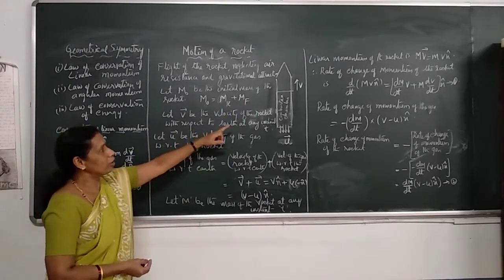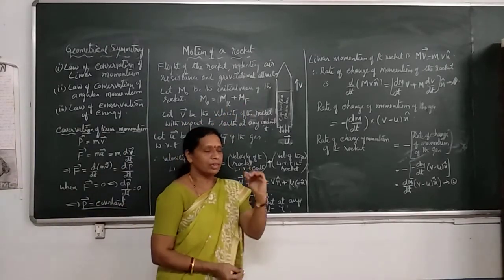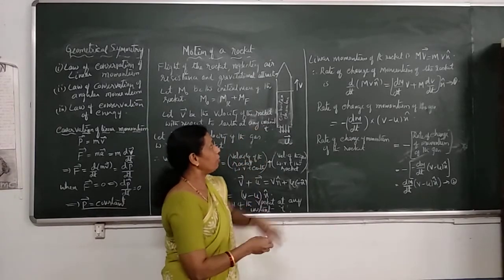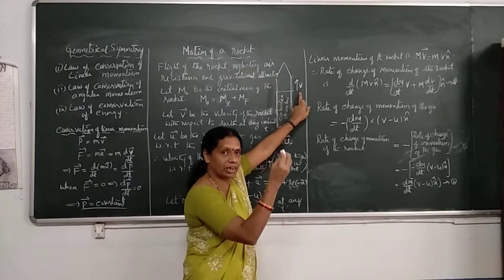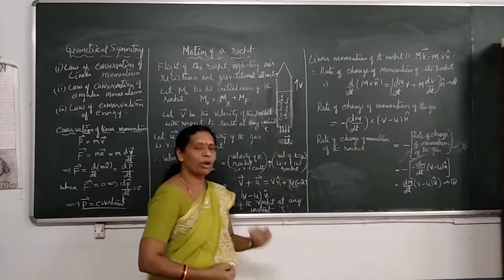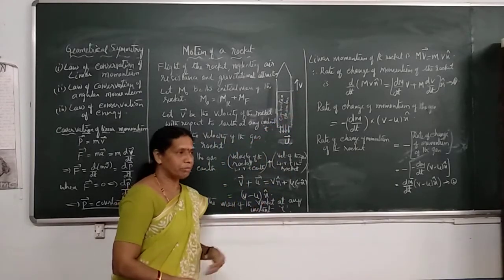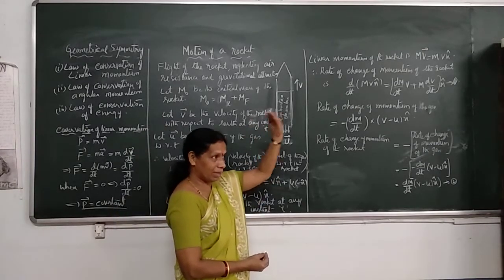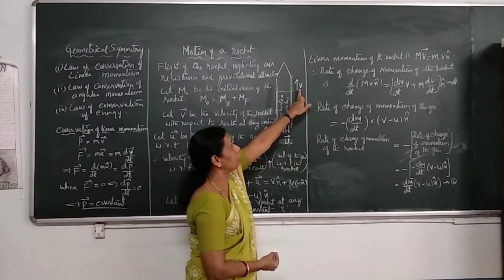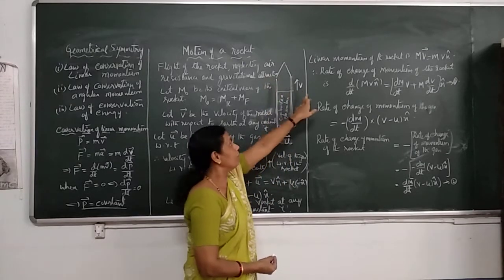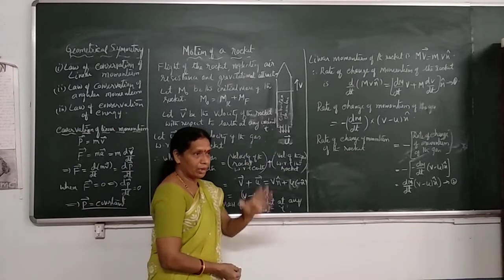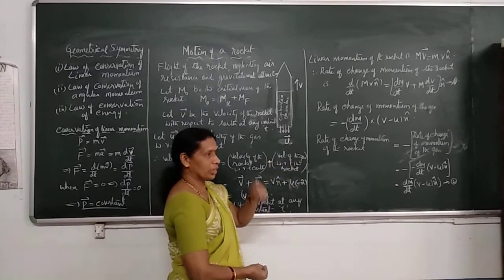Let v be the velocity of the rocket at any instant after launching. The rocket is launched from the launching pad, and after some time t, let v be the velocity of the rocket. It is moving upward. Remember, v is the velocity of the rocket with respect to the earth.